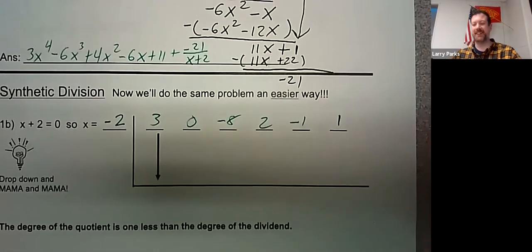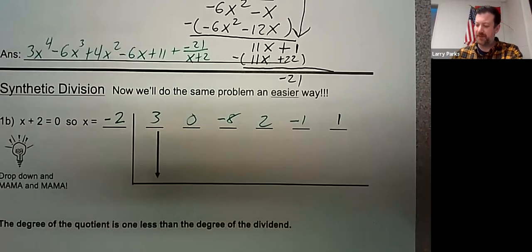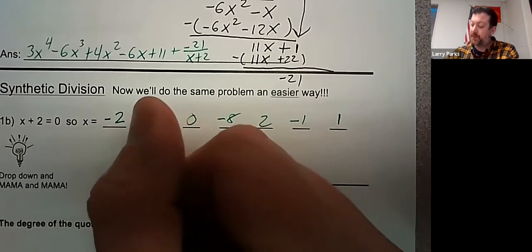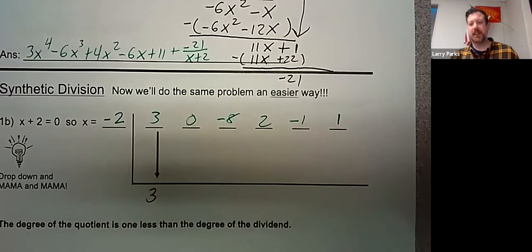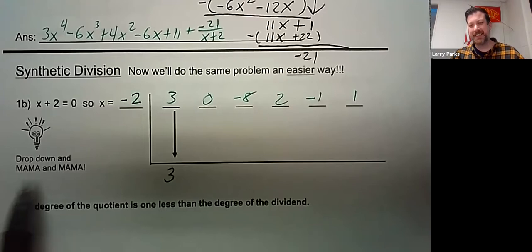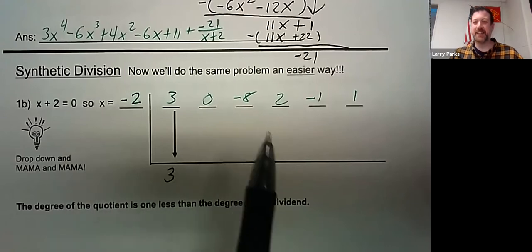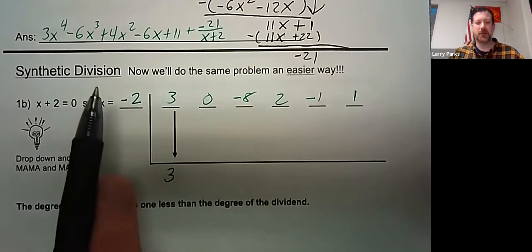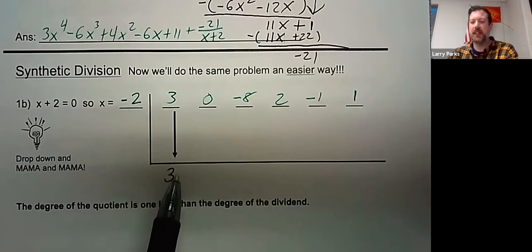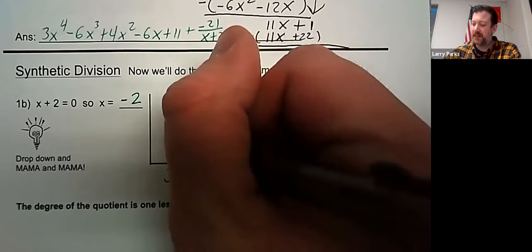Now watch this, so much easier. You bring down the first term. That's a common question I've gotten over the years. Where did that first number come from? You just drop it down. And then I kind of like this. It's a little weird, but it means you multiply, and then you add, you multiply, and then you add. And so that's what we're going to do. We're going to go -2 times 3. And what is -2 times 3? That's -6. That goes here.